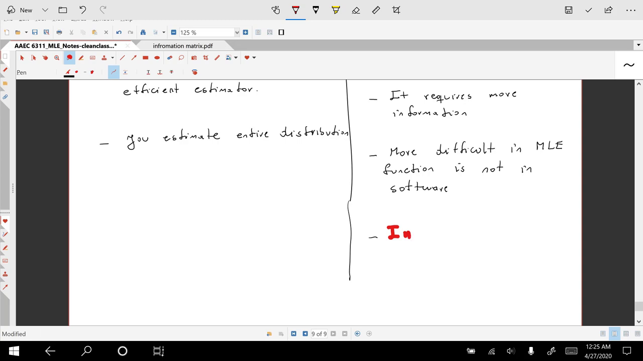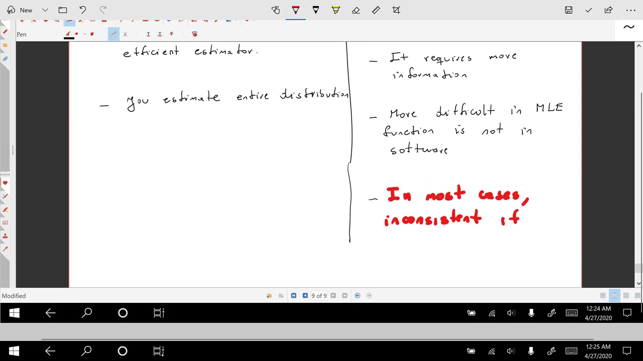Well, let me finish. Since this is the last thing that I'm going to say, in most cases you get inconsistent estimates if the distribution selected is incorrect.